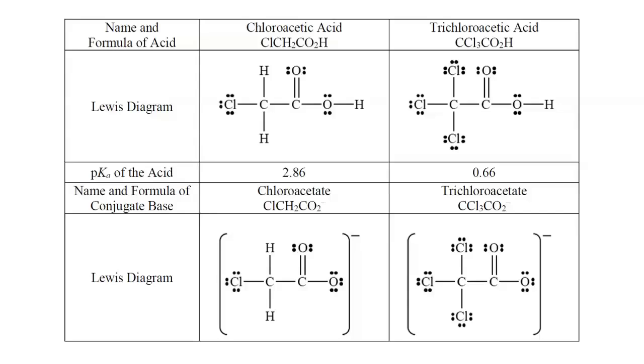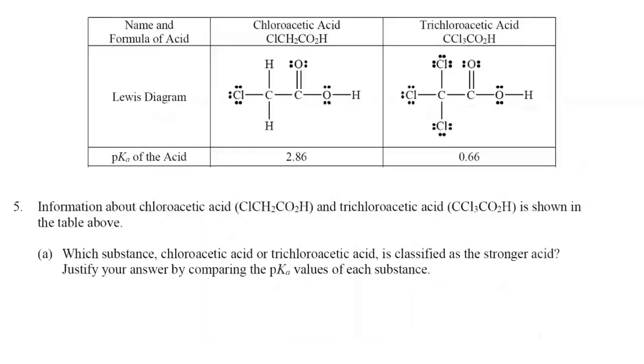We're also given the name and the formula for the conjugate base for each acid. So for chloroacetic acid, its conjugate base is called chloroacetate, and it has the formula ClCH2CO2-. And for trichloroacetic acid, its conjugate base is called trichloroacetate, which has the formula CCl3CO2-.